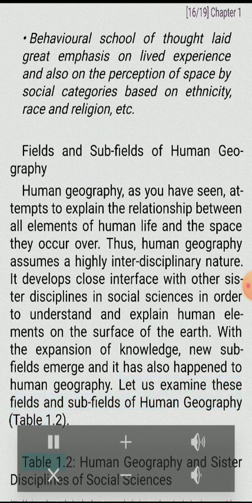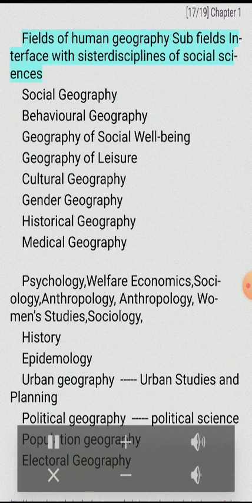Table 1.2. Human geography and sister disciplines of social sciences. Fields of human geography, subfields, interface with sister disciplines of social sciences. Social geography, behavioral geography, geography of social well-being, geography of leisure, cultural geography, gender geography, historical geography, medical geography. Psychology, welfare economics, sociology, anthropology, women's studies, sociology, history, epidemiology. Urban geography, urban studies and planning.